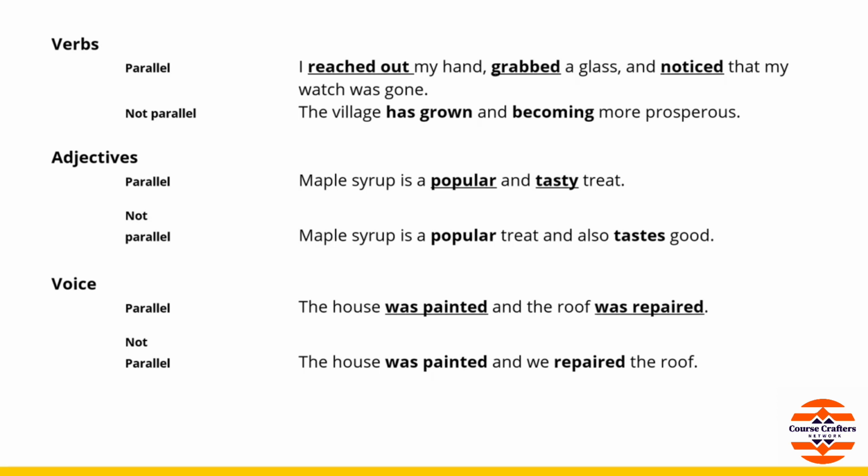For the passive voice, it actually goes the same. The house was painted, the roof was repaired is a parallel sentence, and a not parallel sentence would sound like this: the house was painted and we repaired the roof. As you see, was painted is in the passive voice, and repaired is just a past simple tense. So when you are writing your essay, you have to be very careful with your parallel structure, and double check and revise your essay carefully.